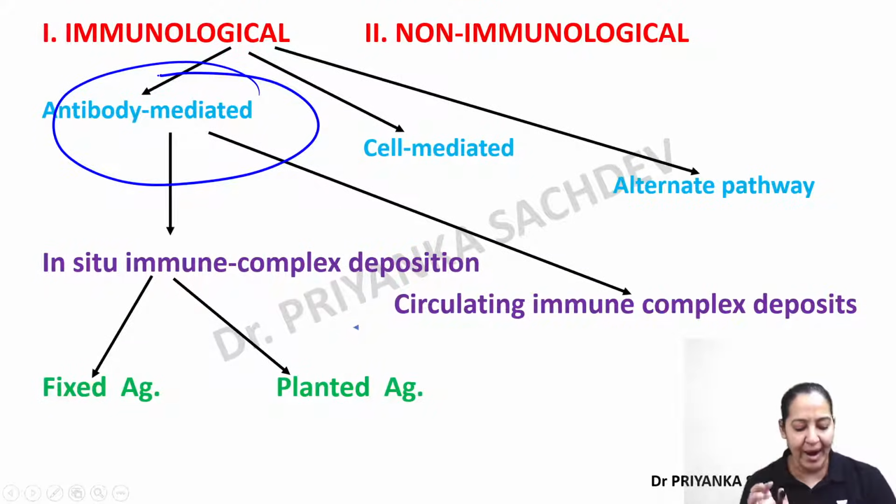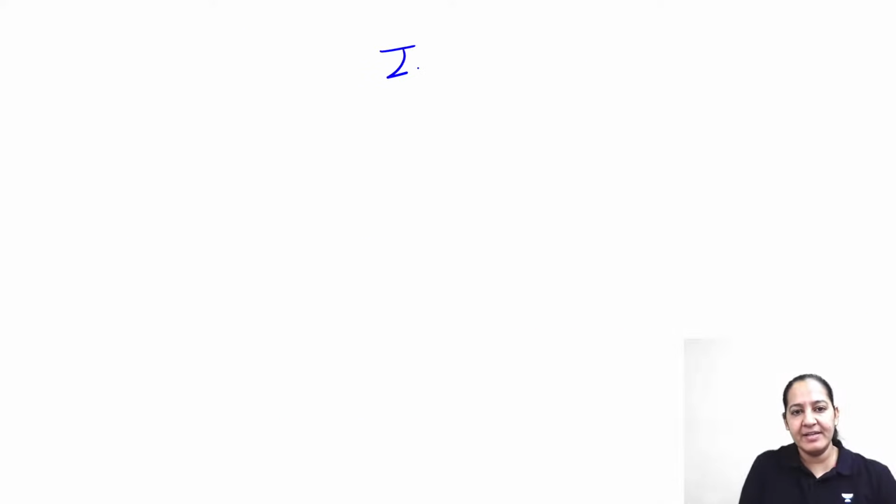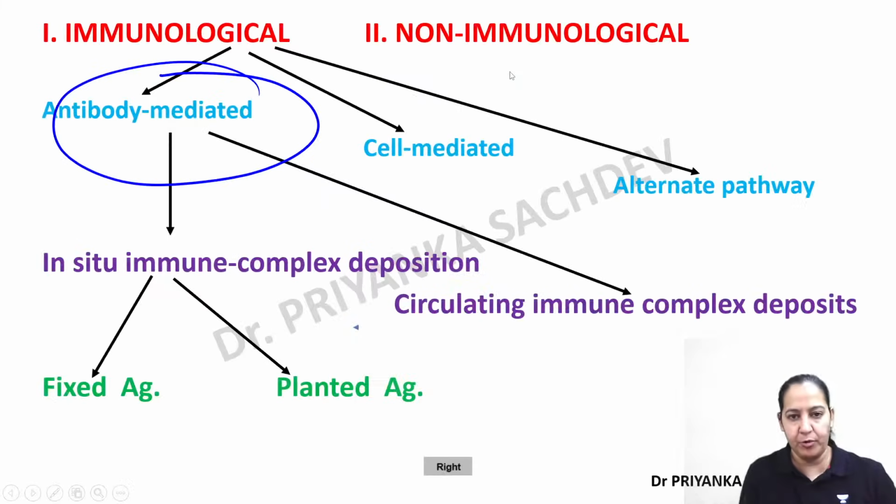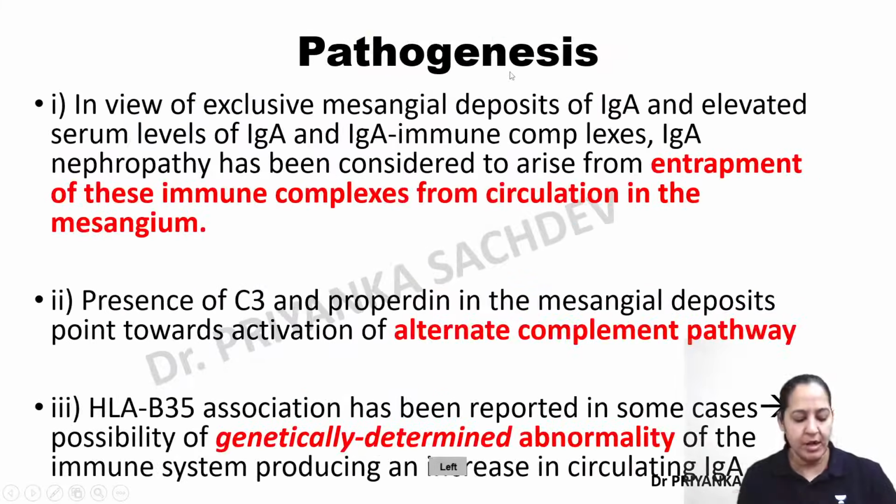So what is the problem? Why is it known as IgA nephropathy? I have not put the pathogenesis here. I will draw it for you. I forgot to put the slide. What is IgA nephropathy? What is happening here?